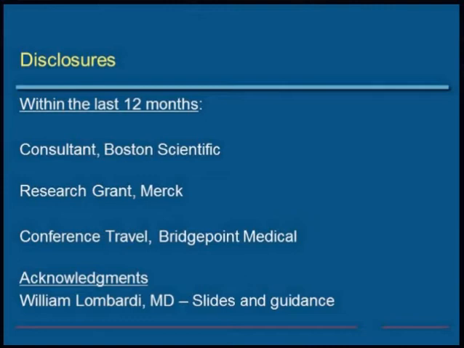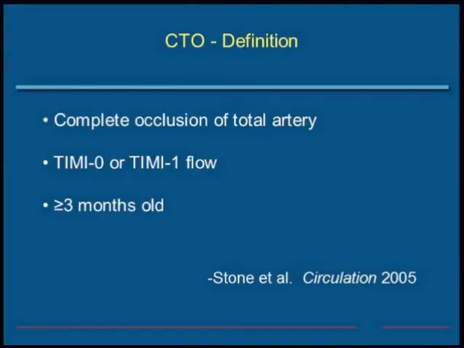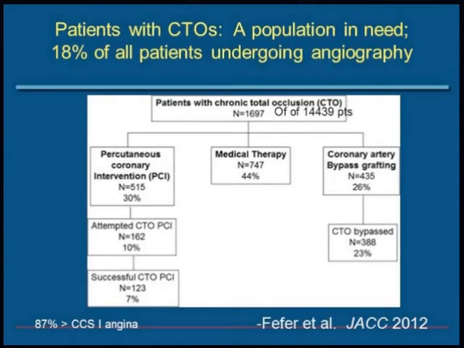So just to define this entity, this is a complete occlusion of a total artery, TIMI 0 or TIMI 1 flow, and it's aged greater than or equal to 3 months old. This is a frequent finding. It's a population in need. 18% of patients who undergo angiography will have a chronic total occlusion.